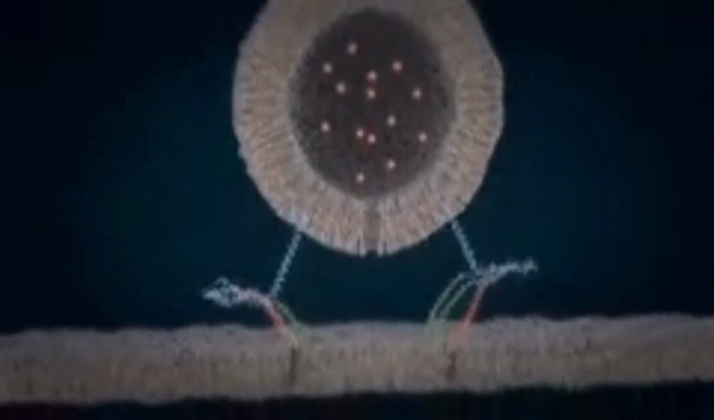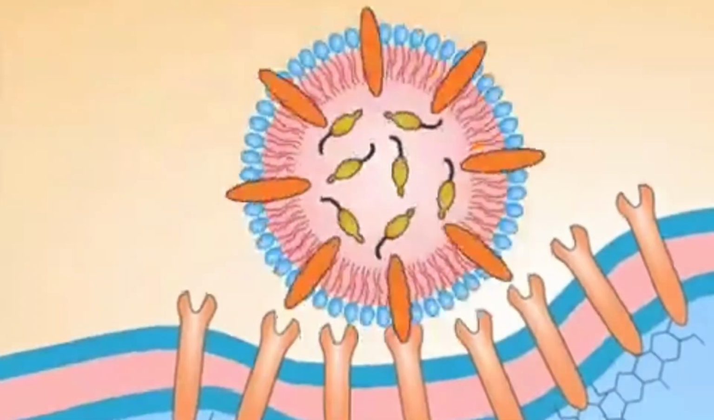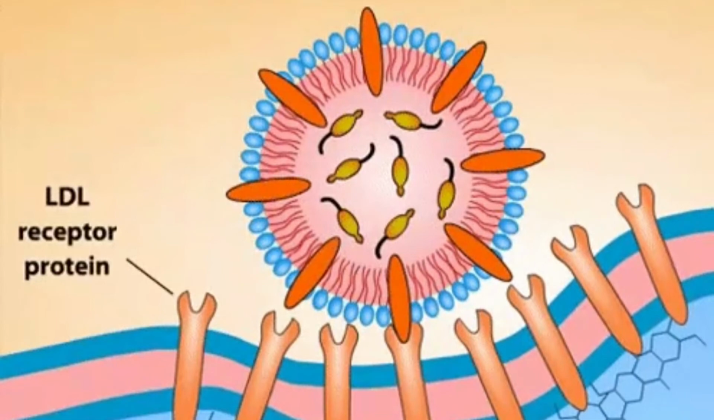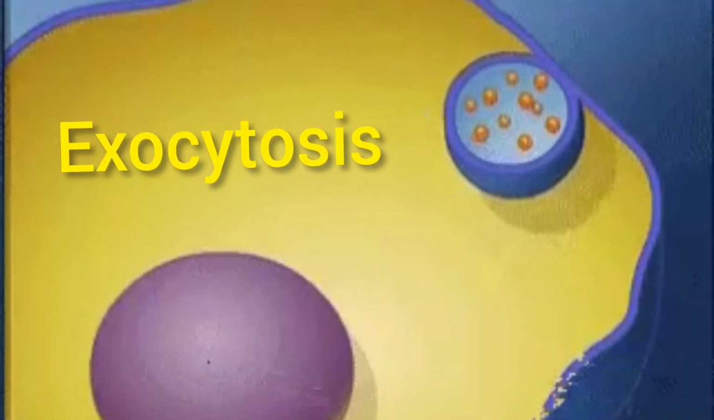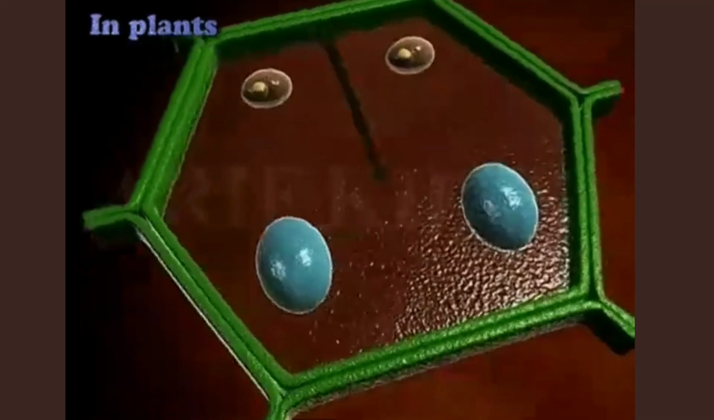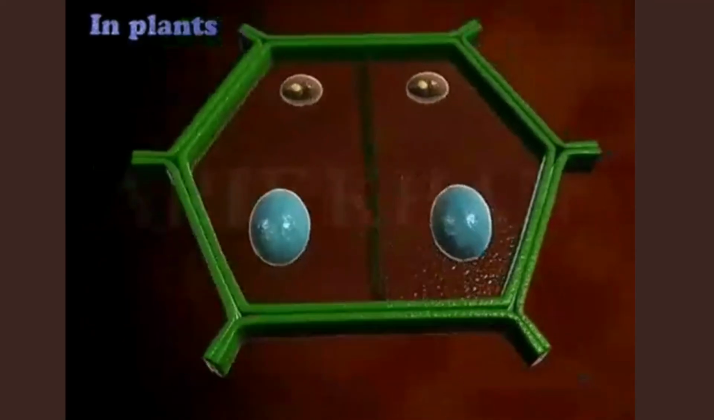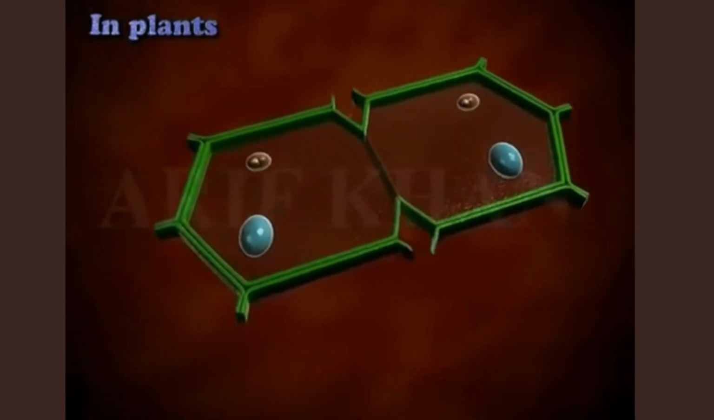And the third process is bulk transport. This involves transport of large molecules of substances across the membrane, utilizing energy, with special processes involved. Bulk transport is again of two types: endocytosis and exocytosis. Now the next topic is the cell wall. The plasma membrane is surrounded by an additional covering called the cell wall in plant cells. The cell wall is also found in bacterial cells and fungal cells, but it is absent in animal cells.